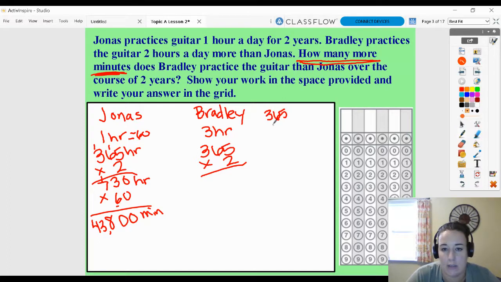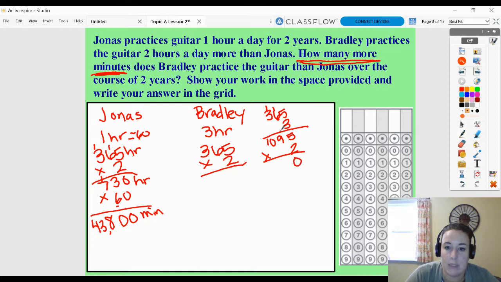1 year, 365 days. He practices 3 hours every day. So 5 times 3 is 15. 6 times 3, 18, 19. Carry the 1. 3 times 3 is 9, plus 1, 10. Now that's just 1 year. He does that for 2 years. So we've got to double that.